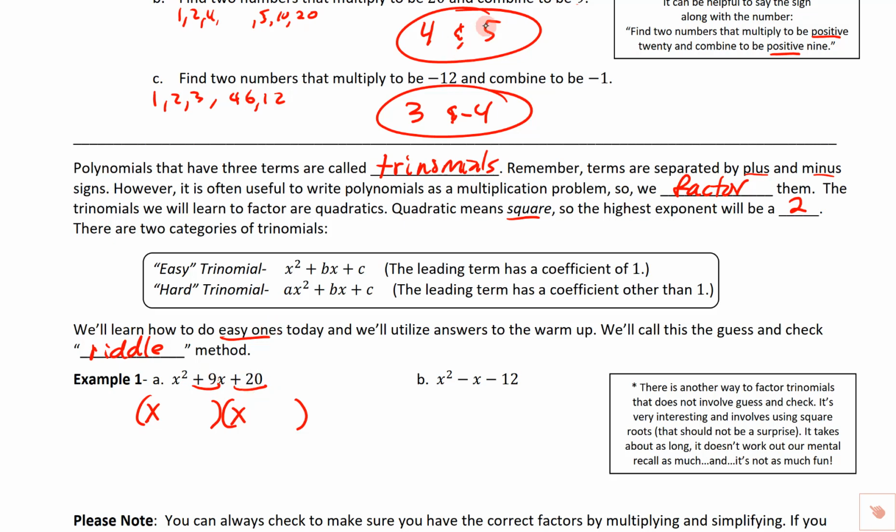Well, that's our 2 numbers right here. So I'm going to write down a positive 4 right here and a positive 5 right here. And believe it or not, we're done.